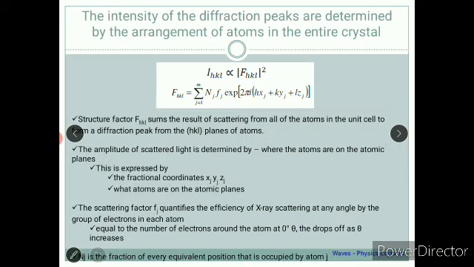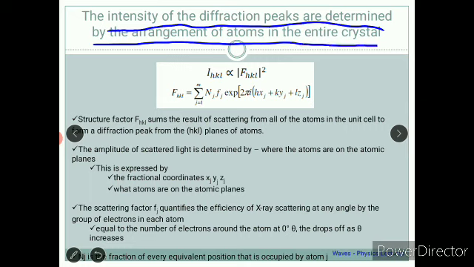Now what are the factors on which the intensity of the diffraction peak depends? We know that the diffraction peaks occur because of the interference pattern, but the interference pattern may not be perfect, and we might not get a very intense peak all the time, because there are other factors which decide the intensity of the diffraction peak. This intensity is directly proportional to the square of a factor F_hkl, which is called the structure factor.